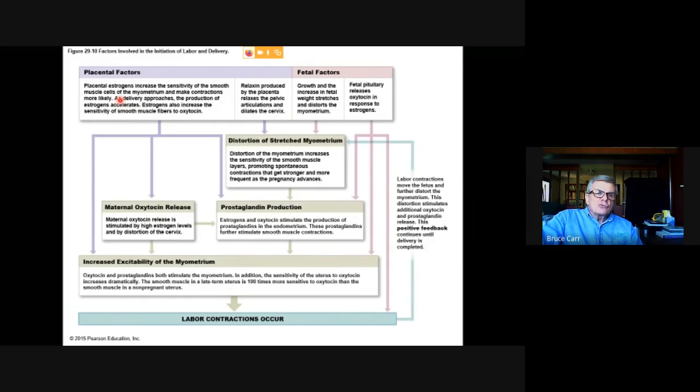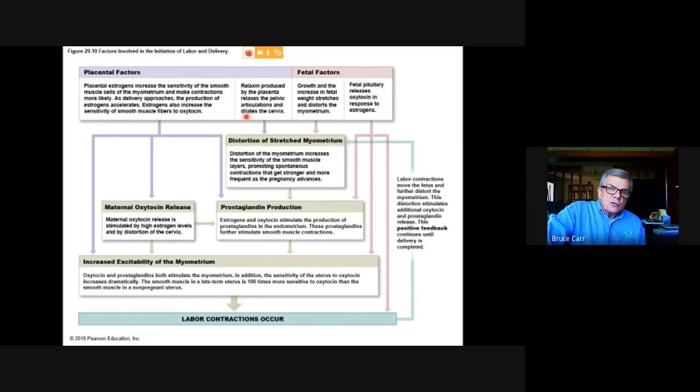In the placenta, we see estrogens increasing, and the smooth muscle cells of the muscle layer begin to contract, initially at low intensity and far apart. As the weight increases, as the uterus stretches, estrogens increase further, and that increase is going to increase the sensitivity of the smooth muscle fibers to a hormone from the hypothalamus called oxytocin. Relaxin is produced by the placenta, which begins to soften the pelvic articulations. Now that means especially the pelvic pubic symphysis begins to stretch a little, giving more room, more passage dimension in the birth canal, and also begins to dilate the cervix.